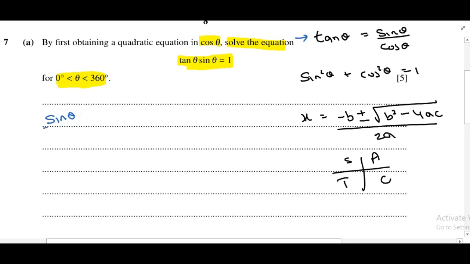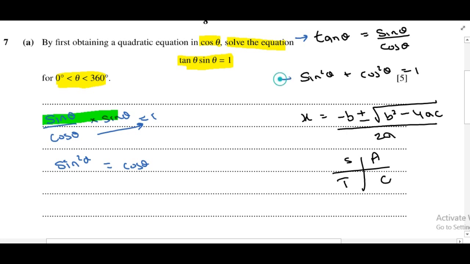Sine theta over cos theta times sine theta equals 1. If we rearrange this equation, it would become sine square theta for these two, and when we cross multiply it, it would become cos.